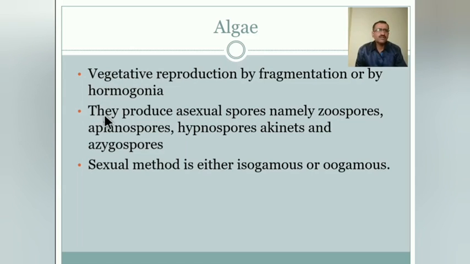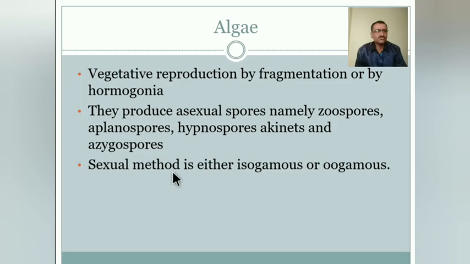The second one is that they produce asexual spores. These asexual spores are nothing but the zoospore, aplanospore, hypnospore, akinetes, and azygospore. These are all the asexual spores which are born on the different algae. Some algae produce the zoospore, some the hypnospore, some the azygospore, and these asexual spores further develop into new algae. That is known as asexual reproduction.